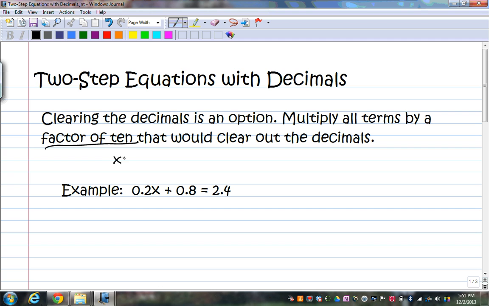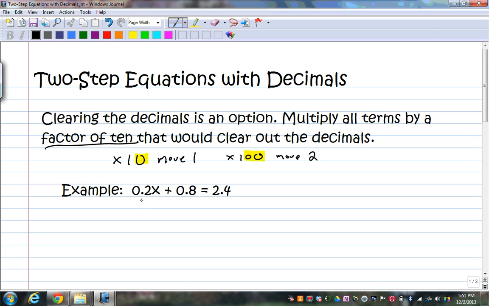And here's a little thing. If you multiply by 10, you look at how many zeros there are. There's 1 zero, so the decimal is going to move one place to the right. If you multiply by 100, there are 2 zeros, so the decimal is going to move 2 places to the right. So that's what I mean by a factor of 10. 10, 100, 1,000, depending on how many places you need to move the decimals, because you want to get rid of them. That's the goal.